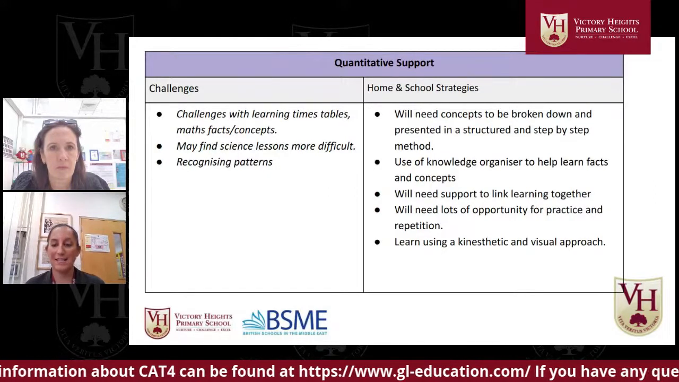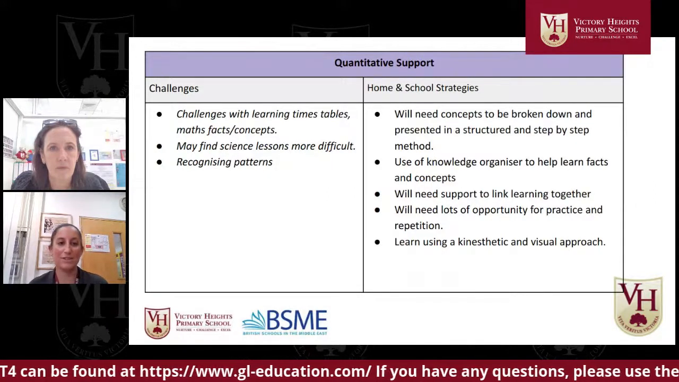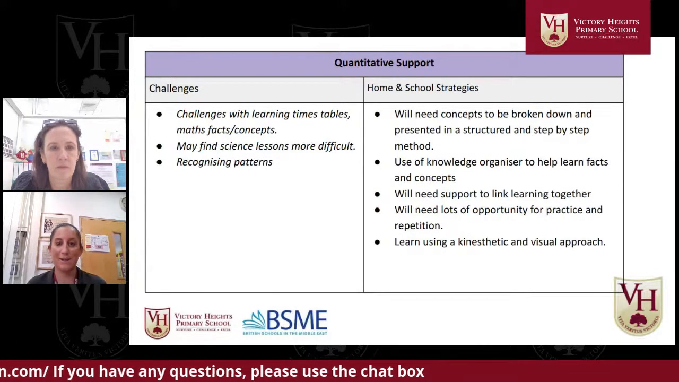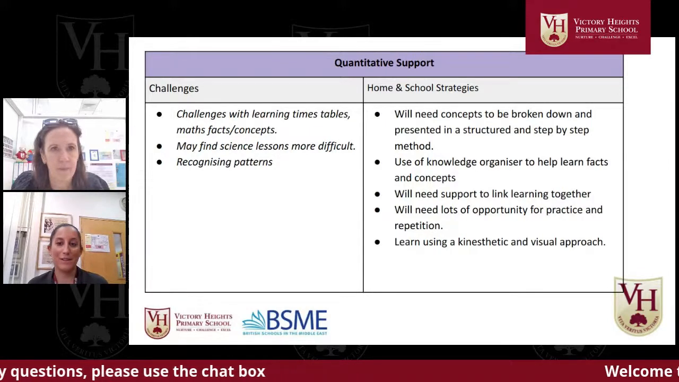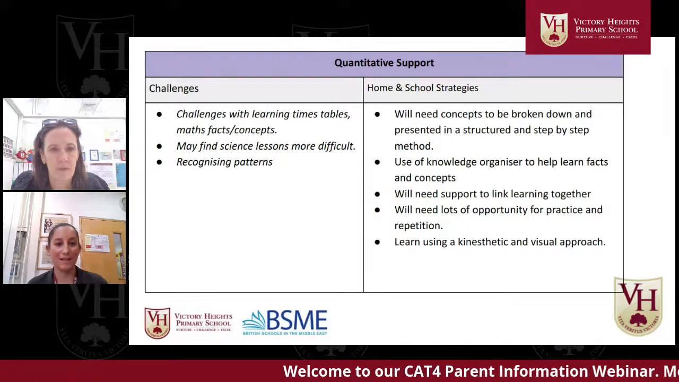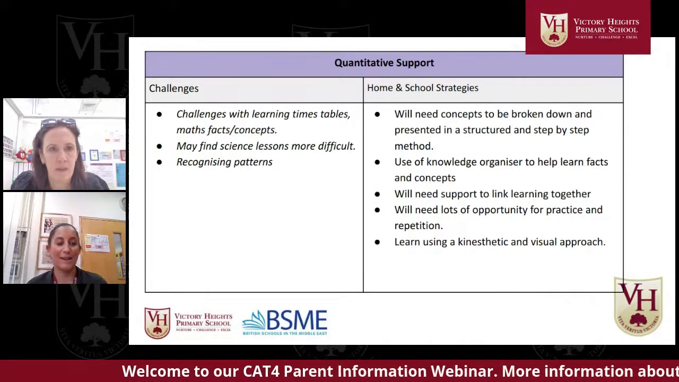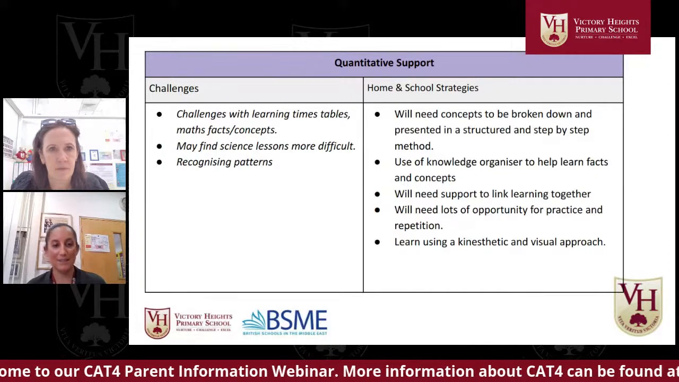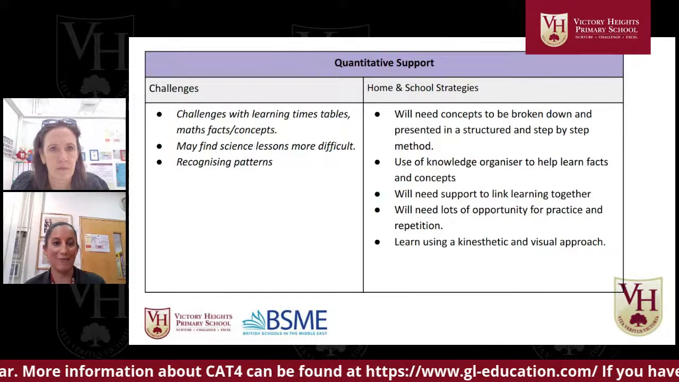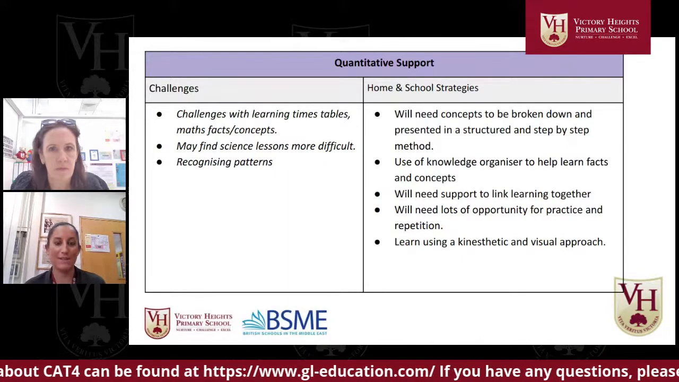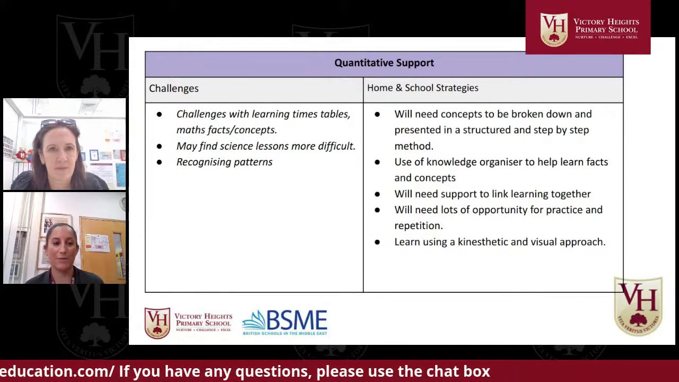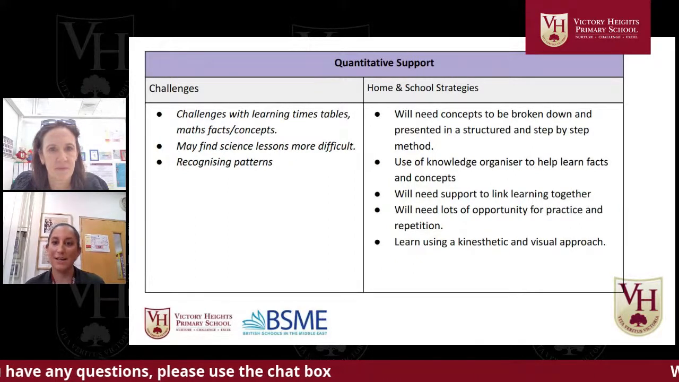Use of knowledge organisers to help learn facts and concepts. So there are just some things, with maths and with science, that are key things that we need to know. So a lot of the knowledge organisers will be about that rote learning, being able to practise your times tables to help then transfer that knowledge into maths lessons where the word problems come into play. If they've got that knowledge there with the times tables, then hopefully they will be able to start to transfer that into some of the deeper questions.